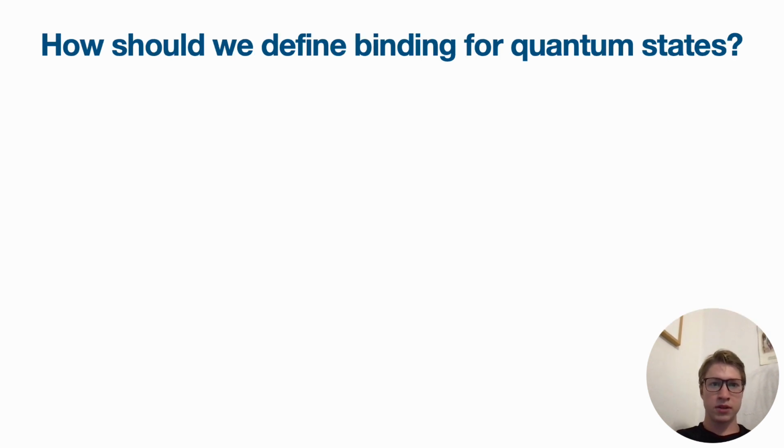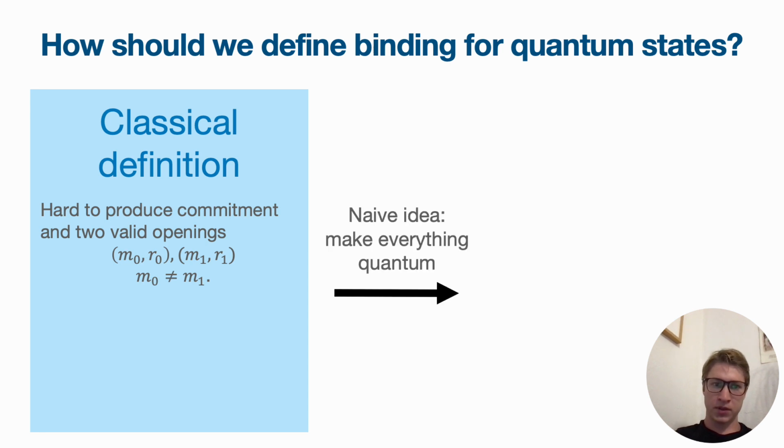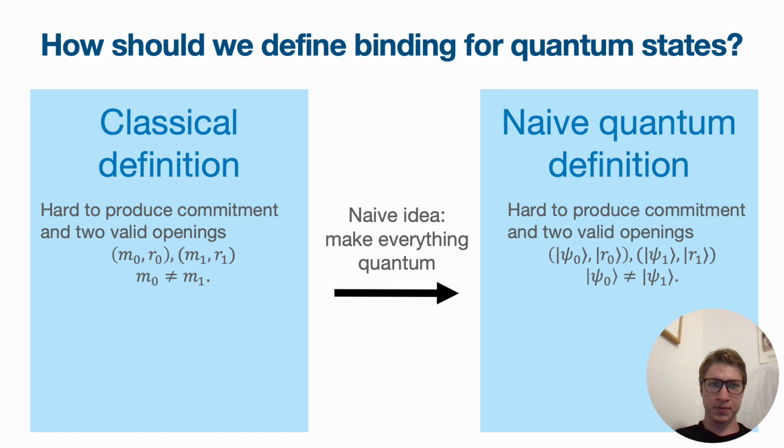Okay, so how should we define binding for quantum states? Let's first recall the classical definition. The classical definition says that it's hard to produce a commitment and 2 valid openings to distinct messages M0 and M1. So a naive idea would be to just make everything quantum, put kets around everything. And now we would say it's hard to produce a commitment and 2 valid openings to distinct states psi0 and psi1.